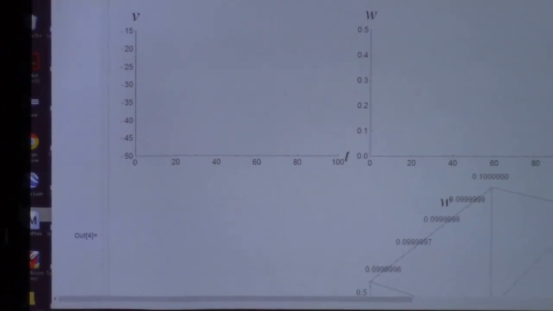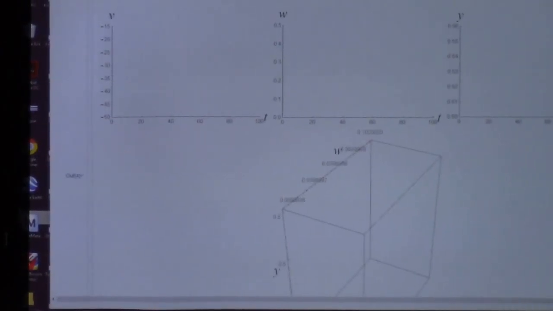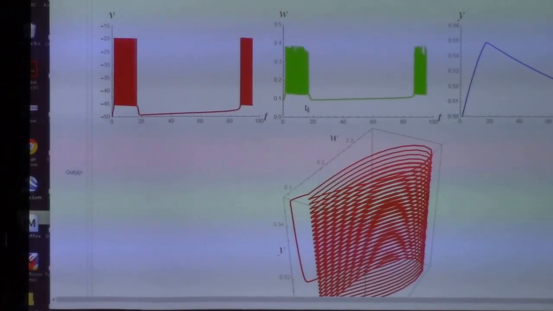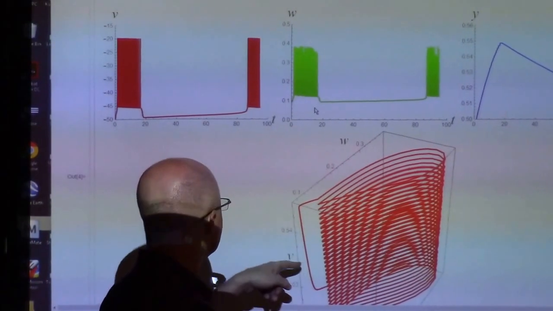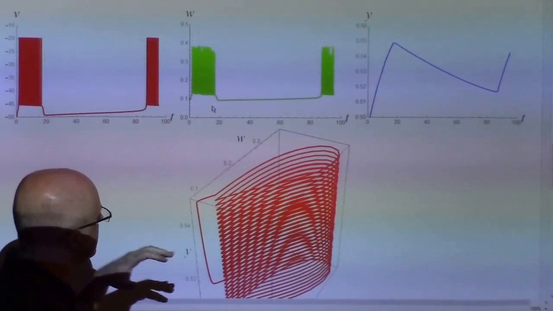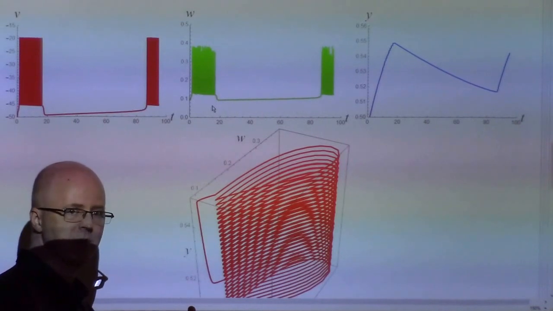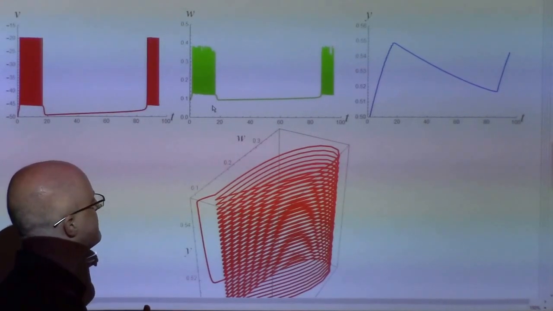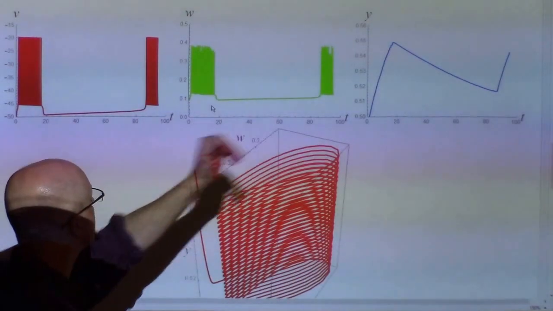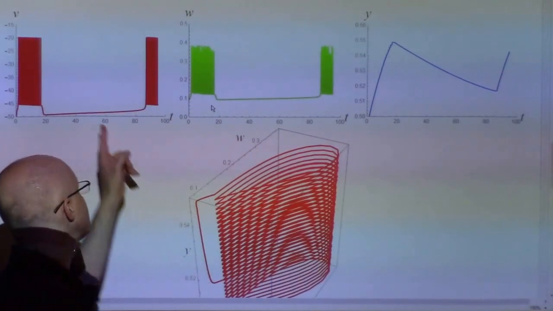To see pretty interesting behavior. Okay. This is the phase space down here. This is YWV space, you can't quite see the V. Here you're seeing part of an attractor for this system. It's maybe a little simpler looking than the attractor. The corresponding functions, V, W and Y, as functions of t, are where the bursting is.